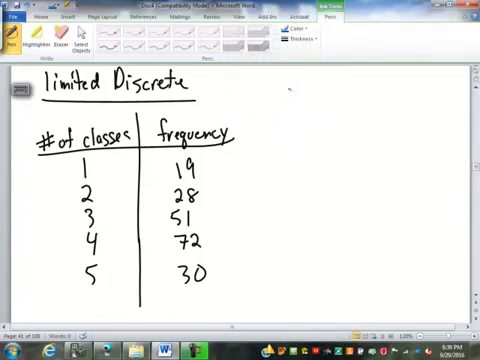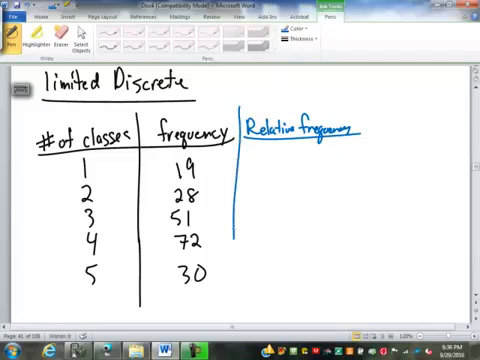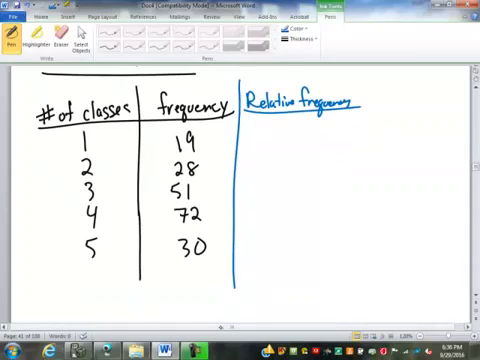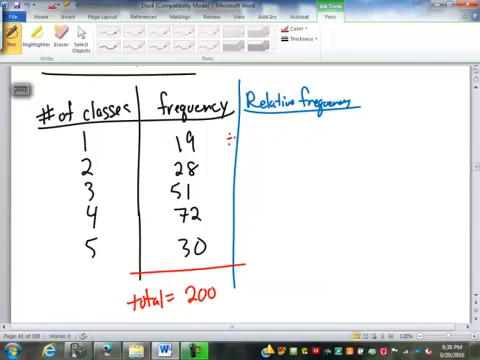Now, just like we did with our categorical data or qualitative data, we could do a relative frequency. Relative frequency would be done the same way. So I'm going to pause this for a second here and see if you can figure out how to fill in the relative frequency. So in your notes, fill in the relative frequency for this table of data. So our first step is to find the total. What did we get for a total? 200. So each of these is divided by 200 to get the relative frequency.